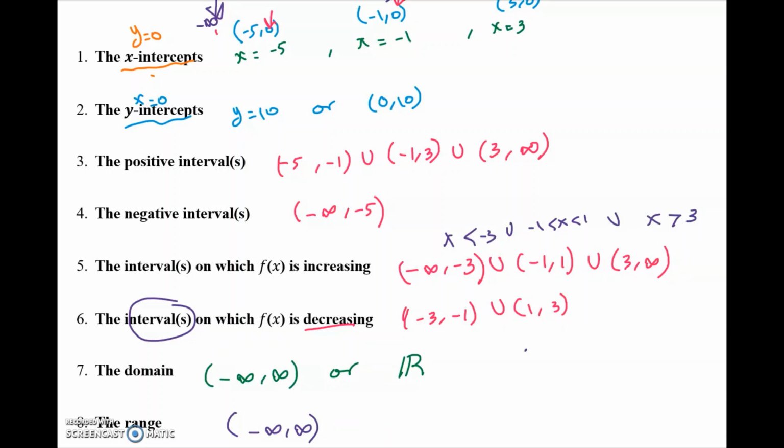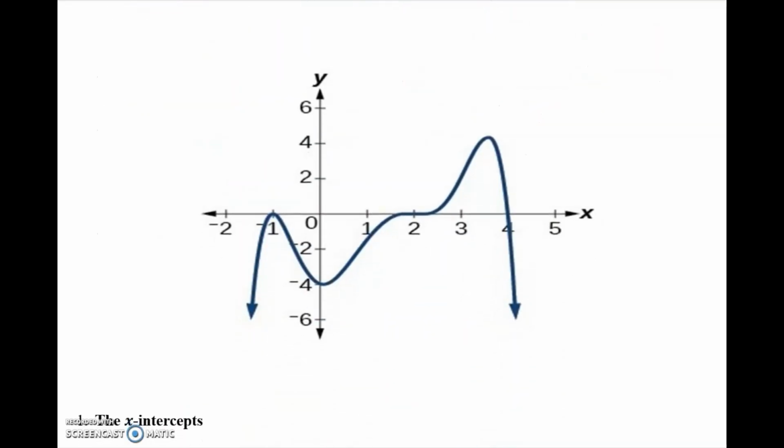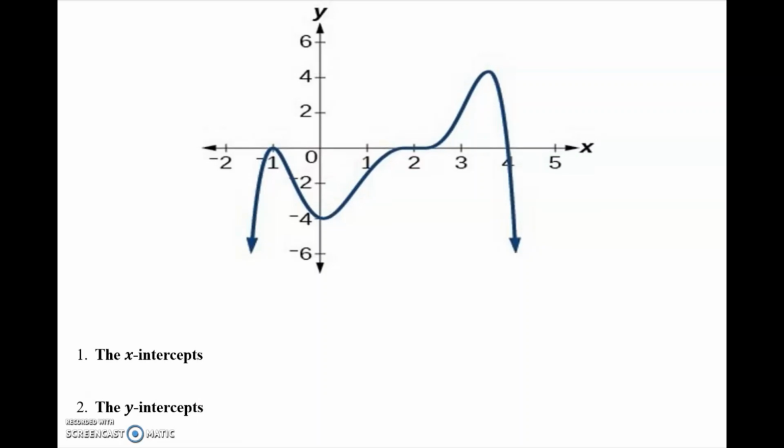You can use this instead of the interval. Okay? Let's try to find out the same thing for this function here. First of all, we are going to look at the x-intercepts. In this case, x-intercepts are these points. So I'm going to call it x equal -1, comma, x equal 2.